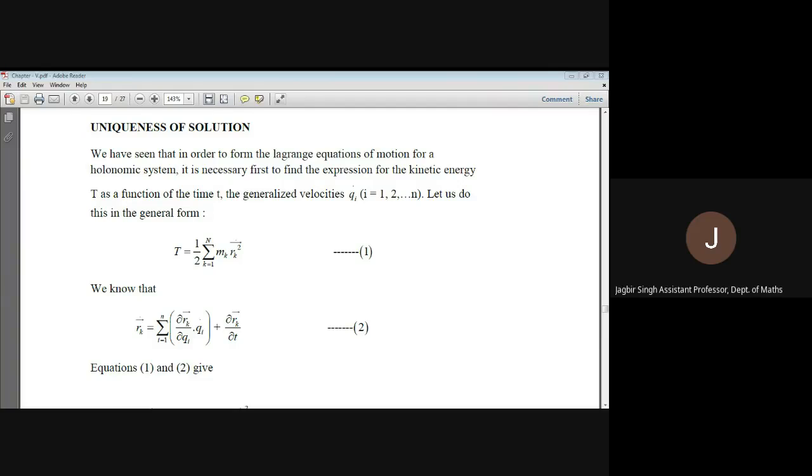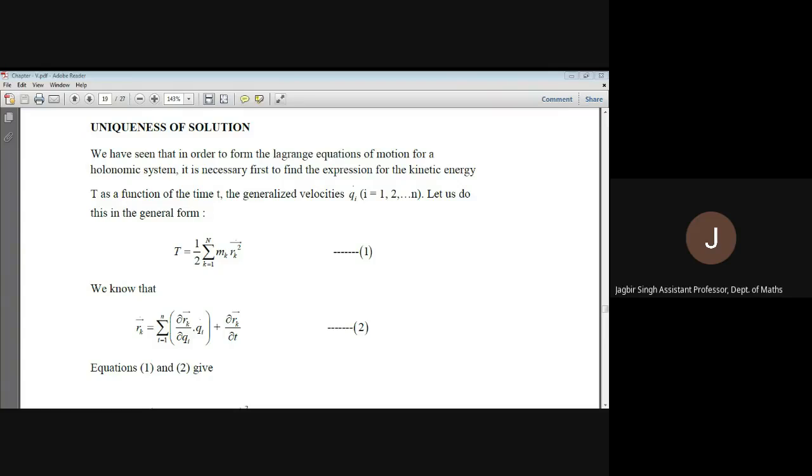Basically, in this article we are going to express the given kinetic energy as a function of generalized coordinates, and we will express it as a sum of three terms: one which is a homogeneous function of degree 2, one a homogeneous function of degree 1, and the third one a homogeneous function of degree 0 in velocities, in generalized velocities rather.